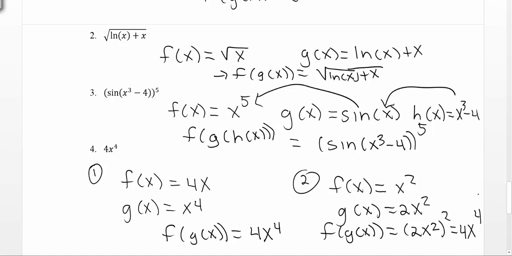So again, there's no one right way to decompose it, but it's a good idea to start trying these because we're going to come back to this in chapter 3 and look at what we can do with composition of functions. And being able to decompose a function will be a very valuable skill.